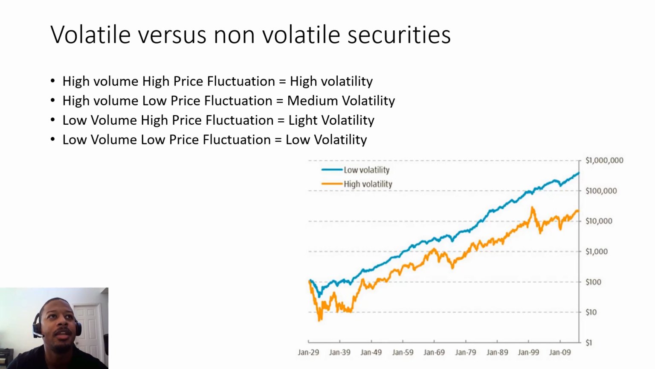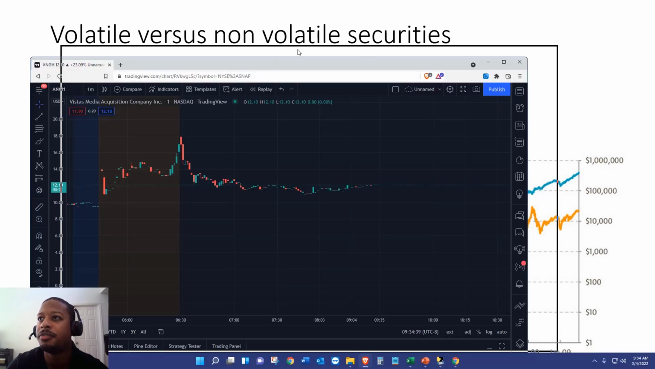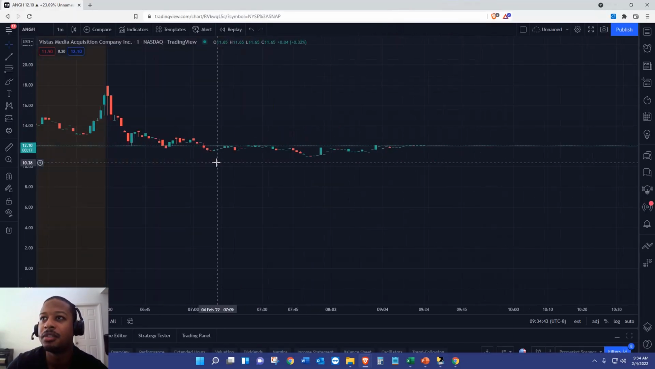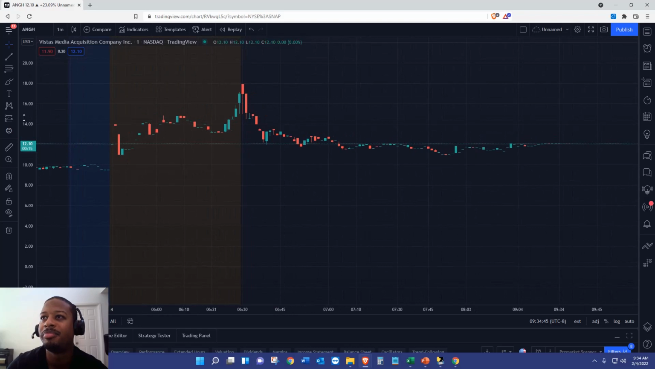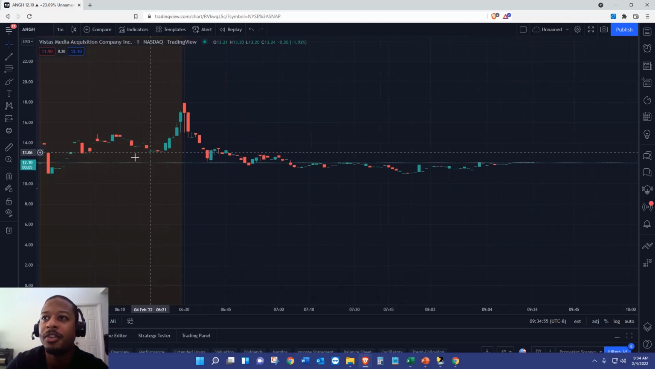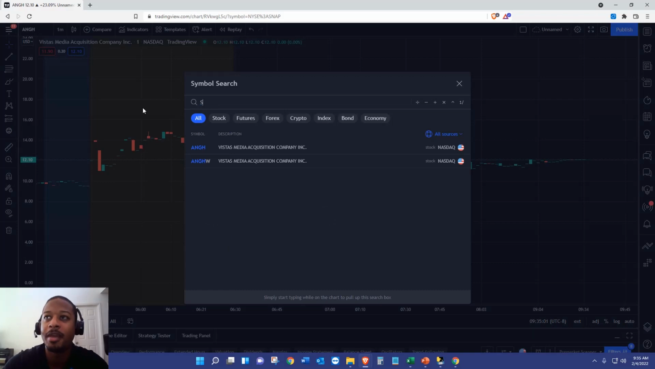Like this stock right here, I just pulled up ANGH for you guys. You can see here, this stock isn't very volatile, and the price is kind of fluctuating a little bit. From $12 it went all the way up to $18. So that's a decent amount of price movement, but there's no volume there. There aren't many very heavy bars, as opposed to what we just looked at with Snap.